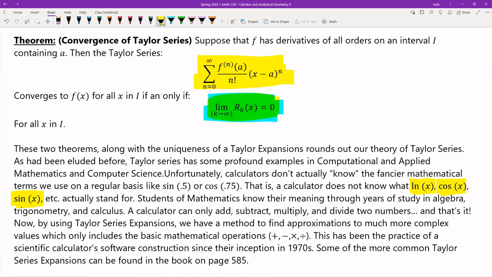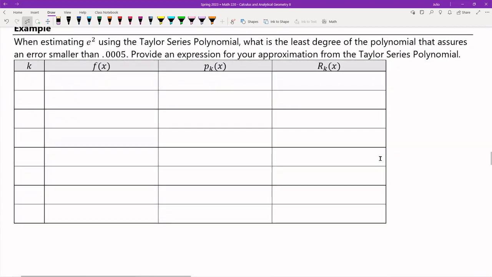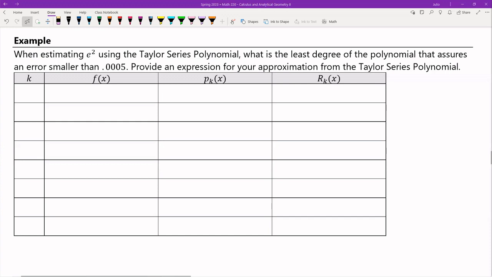So to show you what I mean, that's the example that we have down here. I want to estimate e squared, and I'm going to do so using a Taylor series polynomial. The example that I'm going to ask you is, what is the least degree polynomial that assures my error is less than 0.0005? And I'm going to provide an expression for the approximation from the Taylor series polynomial.